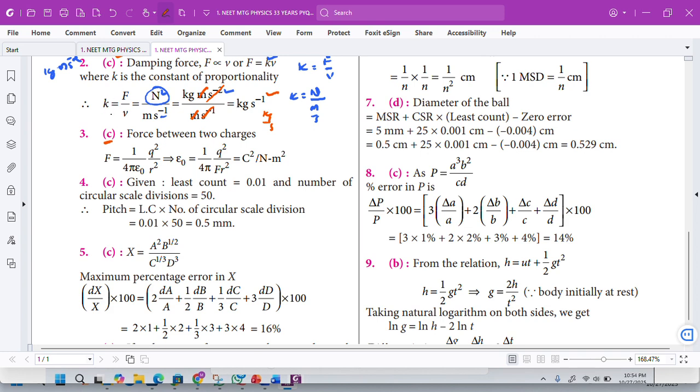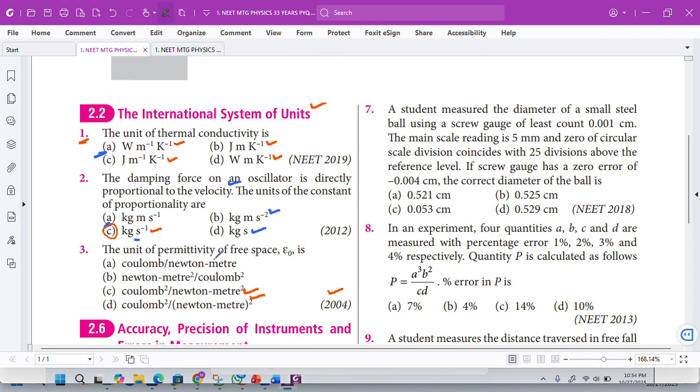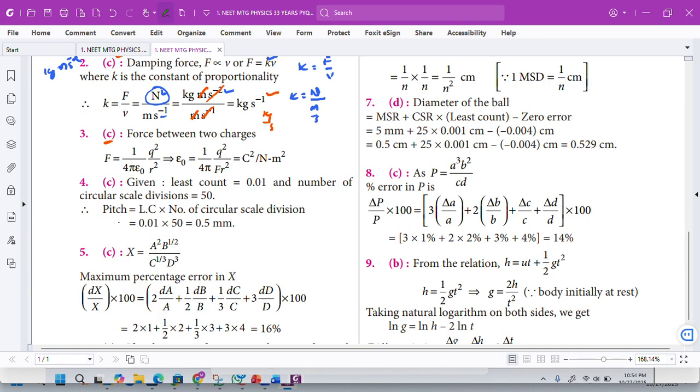Okay, so now we know the force between two charges. What is actually being asked here? The unit of permittivity of free space. That permittivity appears when there is a force between two charges, right? We know the equation: F is equal to 1 by 4 pi epsilon naught into q square divided by r square. Here I need to determine the unit for the permittivity epsilon. So I will modify this equation, take it to this side, and F will come here.